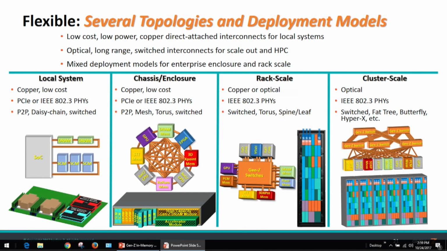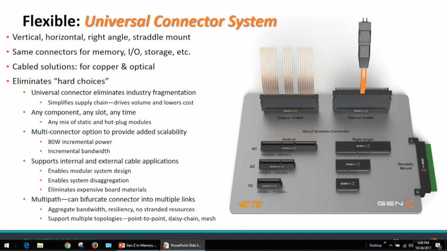Again, we can support lots of different topologies. We can have co-packaged memory, ultimately. At some point, DRAM won't be uniform in its latency, so you'll need to do something like Gen Z. We can do it at a local system, a single enclosure, rack scale, and then you can do it at scale out, like I said.